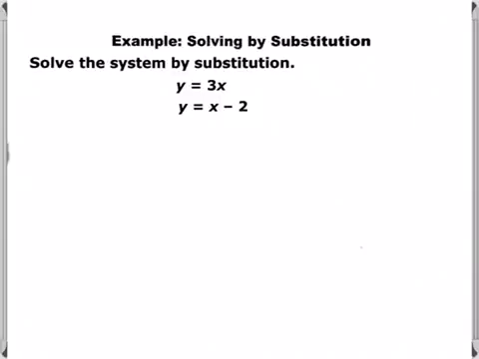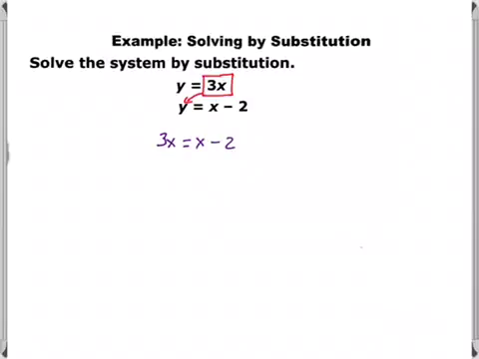First example, we've got y equals 3x and y equals x minus 2. In both problems, our equations are already solved for y, meaning that we know that y equals 3x and y equals x minus 2. But to find the real values of the variables, I'm going to take what y equals in the top equation, 3x, and plug it in for y in the second equation. This creates my new equation, 3x equals x minus 2.